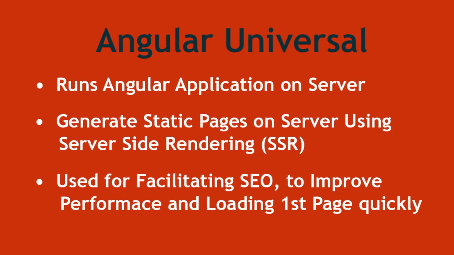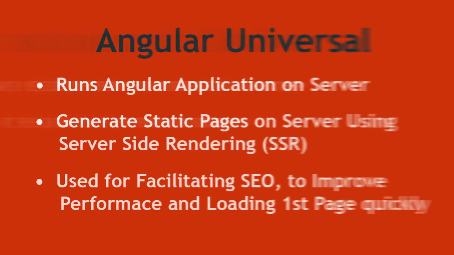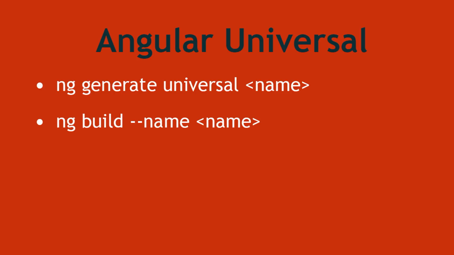The main reason to create a universal version of your Angular application is to facilitate SEO, search engine optimization, to improve performance of your Angular application on mobile and low power devices, and to load your first page quickly. Now with the improved CLI in Angular 6, you can add Angular Universal to your application using this command: ng generate universal name. This will create a universal module in your current application. Next, to build your universal application, you can use this command: ng build --app name.